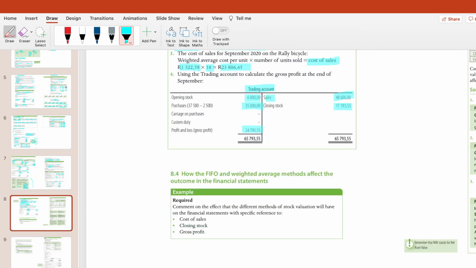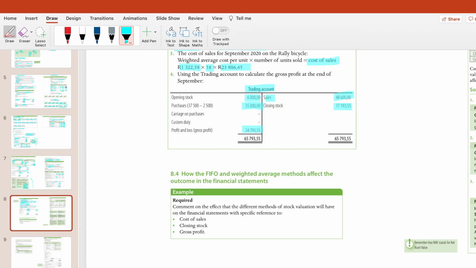Now, how do the first in, first out and the weighted average methods affect the outcome in our financial statements? Because we have the two methods, and how will that affect our financial statements in the end?